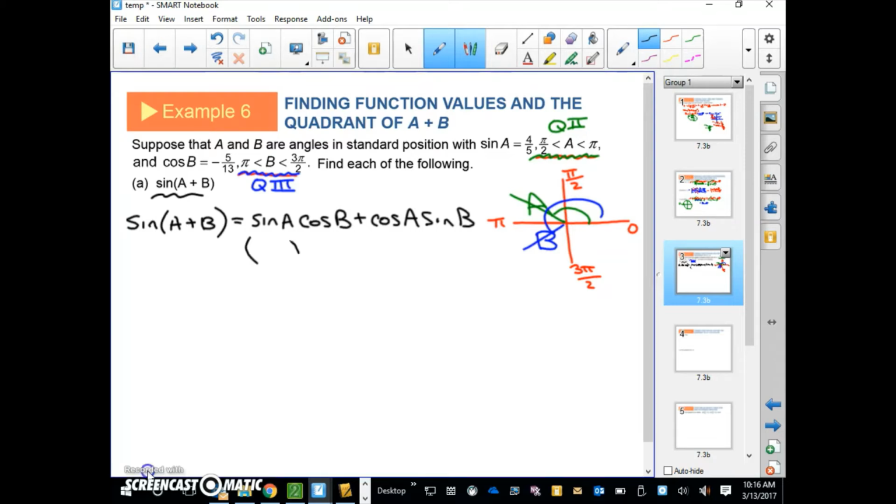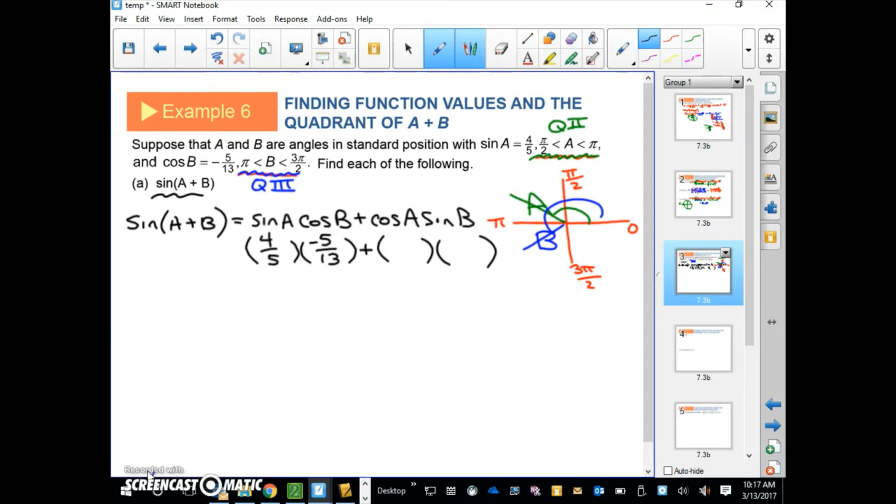I see 4 holes to fill in. Sine A, cosine B, cosine A, sine B. And if you'll notice, they gave us some of those holes. Sine A was given to us in the problem, 4/5. Cosine B was given to us in the problem, negative 5/13. Now, we do not have the other two things. You can't just fill those in because you don't know what else to do.